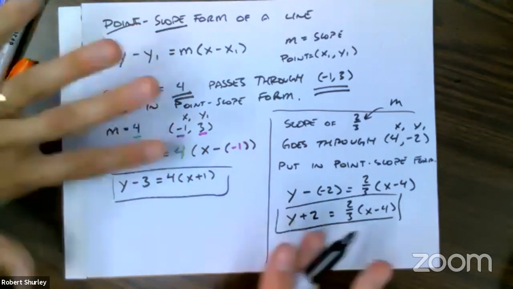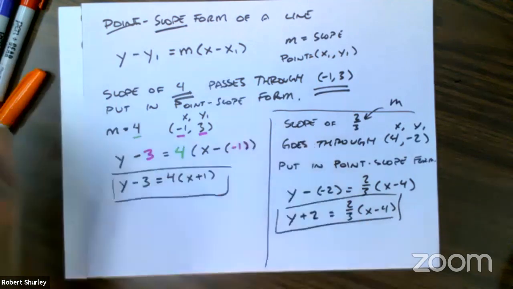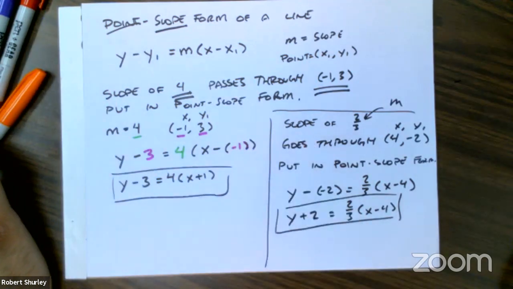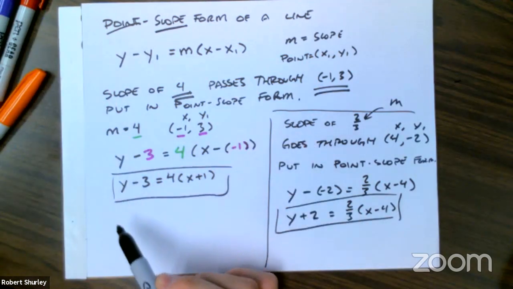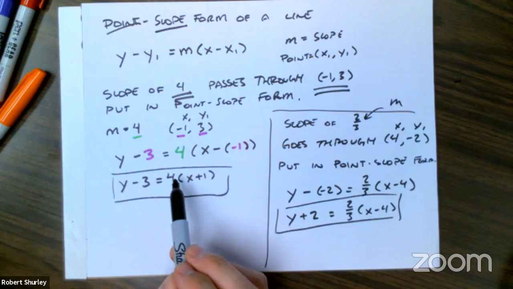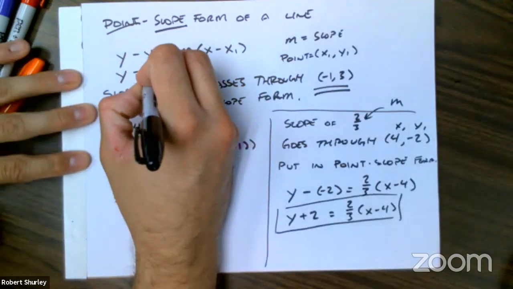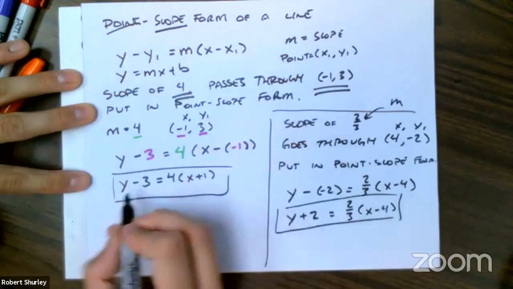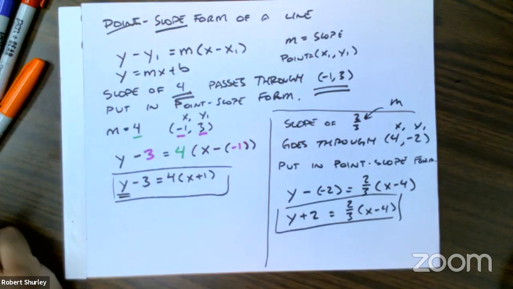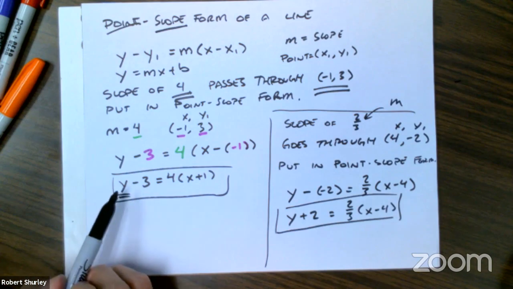Now I'll tell you though, I'm going to do a lot more examples of this, because the reason we do this is to get it into slope intercept form. So just a really quick example, I'm going to work this out. Look, if I get to here and I want to get it into y equals mx plus b, all I have to do is get that y by itself. Okay, that's all I have to do. So once I get here, I just have to get y by itself.